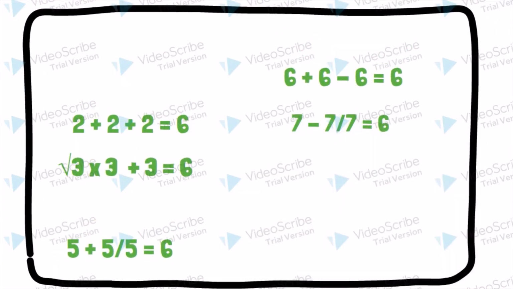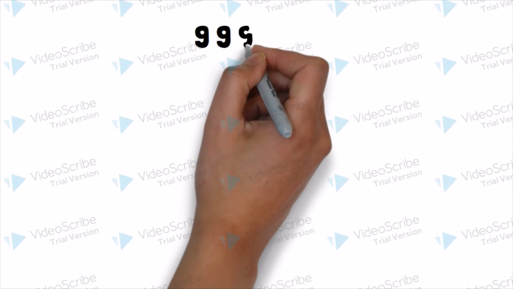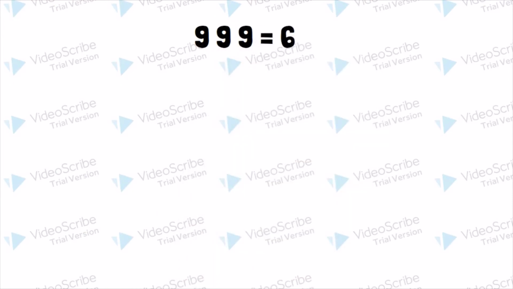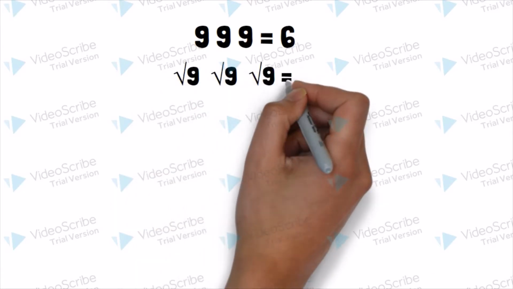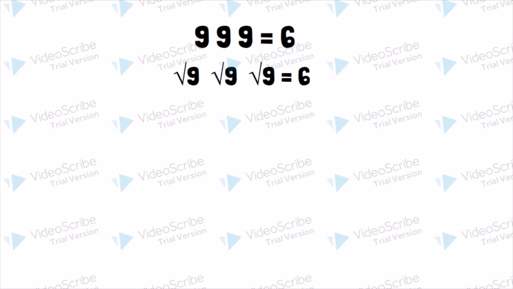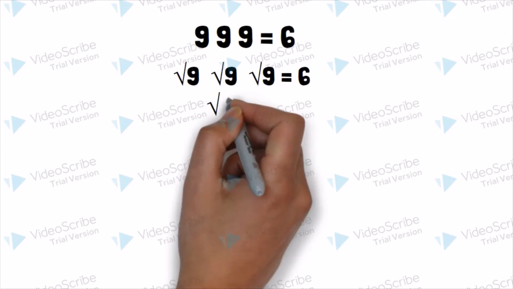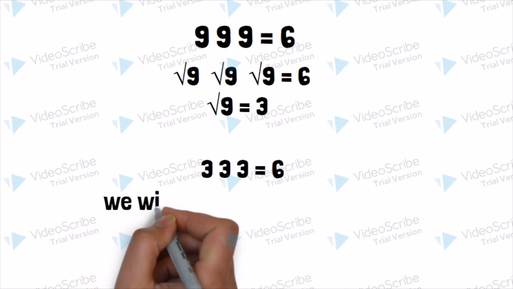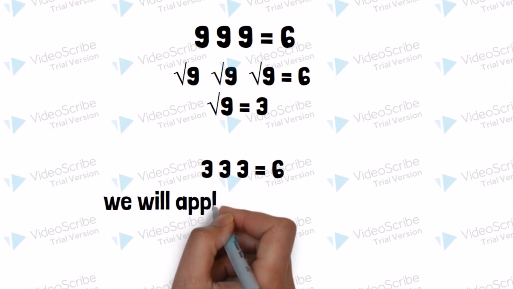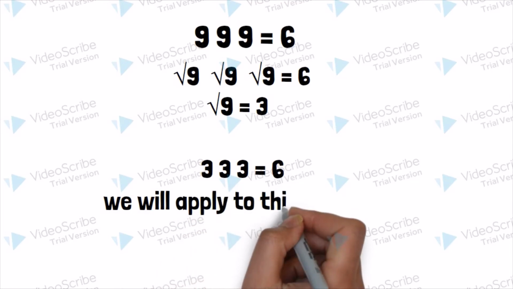Now let me take 9, 9, 9 equal to 6. We know that root of 9 equals 3, so let us take the square root of each 9, so that our problem gets reduced to 3, 3, 3 equal to 6. We have solved this previously, so our solution will also be applied to this 9, 9, 9 once we have applied the square root to each 9.